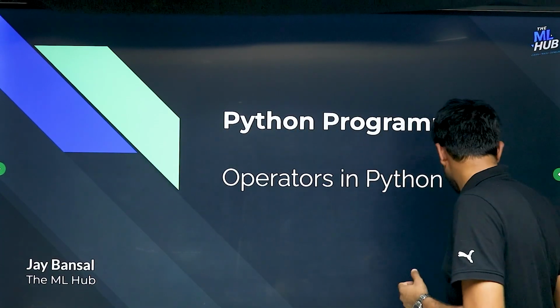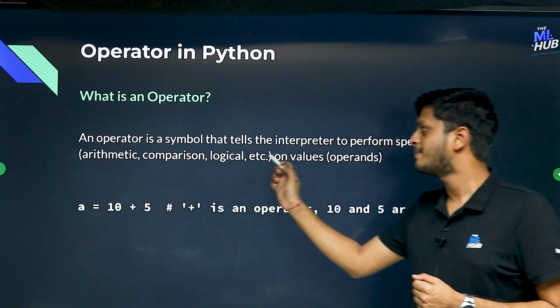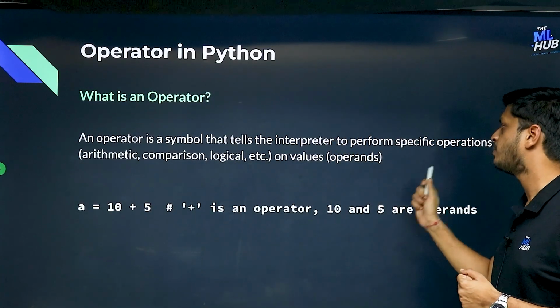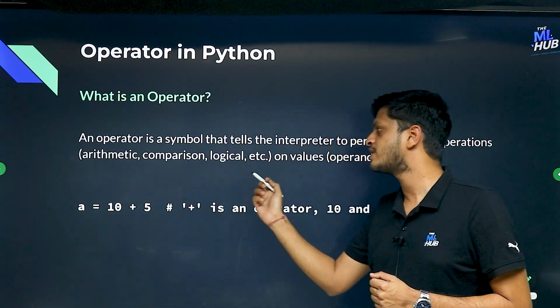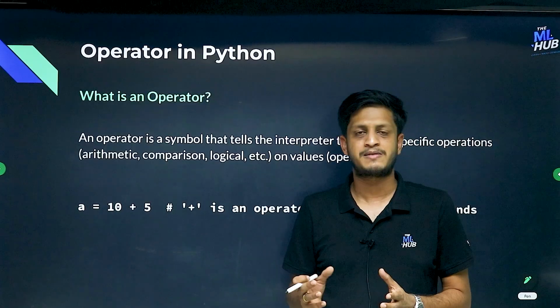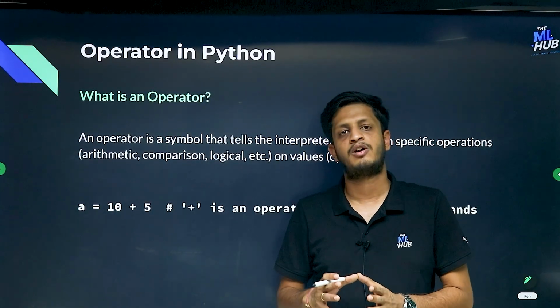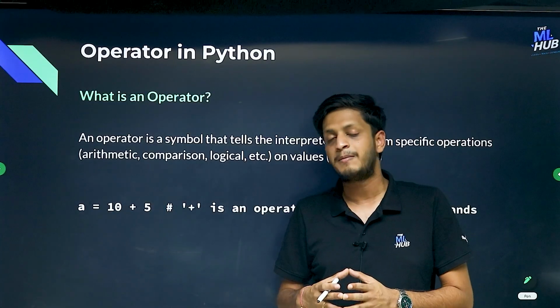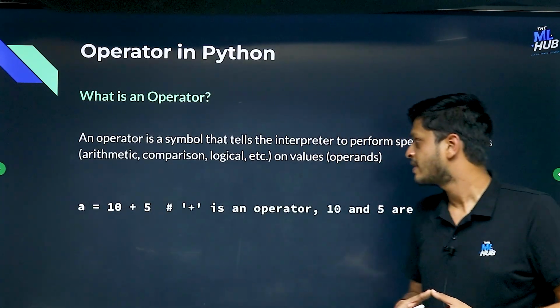Let's go. So firstly, what is an operator? An operator is a symbol that tells the interpreter to perform specific operations. For example, arithmetic, comparison, logical, etc. There are different types of operations that you can perform, not just plus minus. Plus, minus, multiply, divide, these are basic operations. They are called arithmetic operations, but there can be many more such operations. We will see all of them in this lecture.